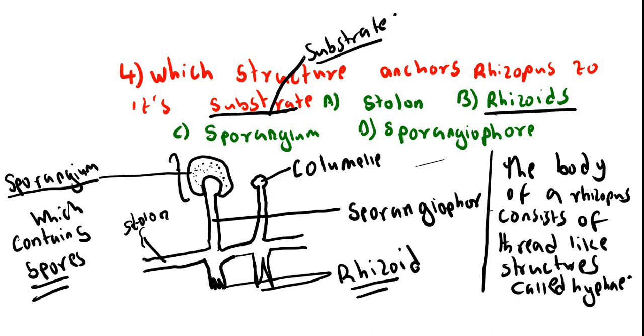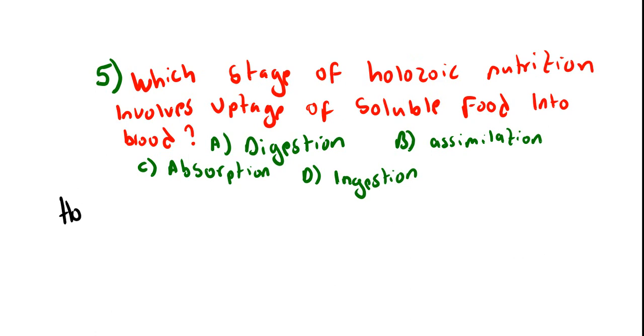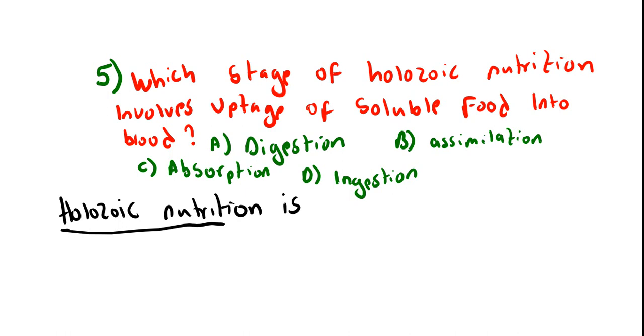Oh yes, we've got a question which is saying, which stage of holozoic nutrition involves uptake of soluble food in blood? You have digestion, assimilation, absorption, and ingestion. Before I answer this question, I would love to explain a few things. Number one, I want us to understand what holozoic nutrition is. Let's not just solve, let's solve for the people. Holozoic nutrition is a type of heterotrophic nutrition which occurs in animals.